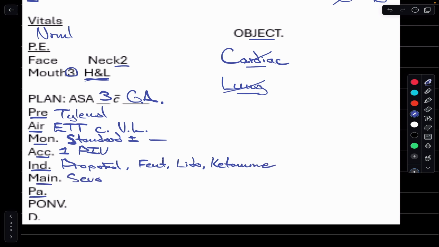PA stands for pain, so we're going to manage their pain. The routine that I generally have is Tylenol, Ketorolac, fentanyl, ketamine. Managing post-op nausea and vomiting. If they were high risk, if they had a history for it, you maybe would have added other things such as Emend or Ranativa. But for this patient, we'll just say Zofran and Decadron.